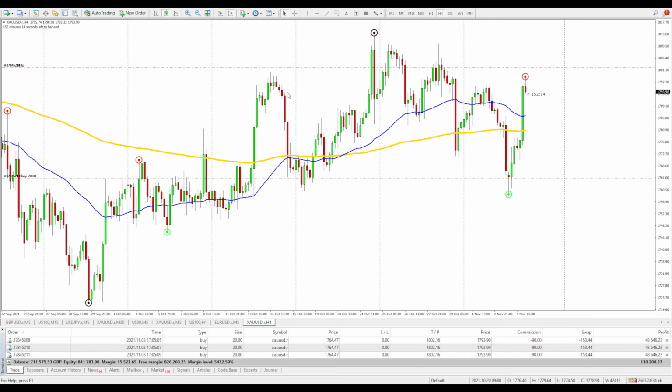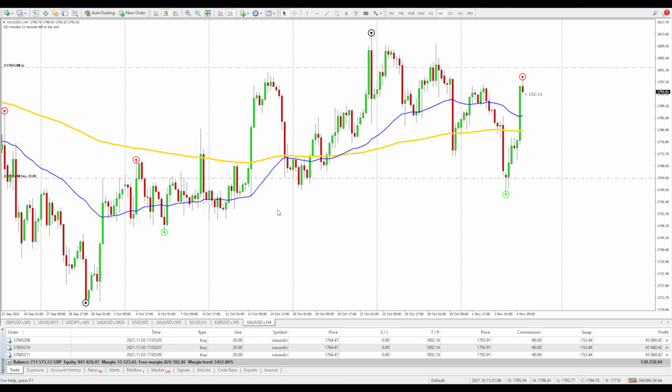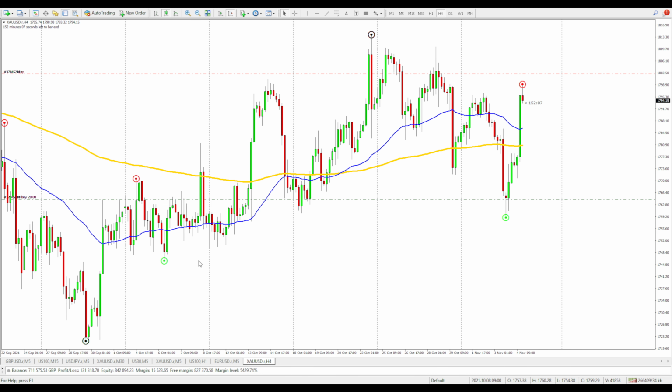Okay, so first things first, right? This system is based off of these indicators right here. I'm actually currently in a trade right now. We'll get back to that in a minute.